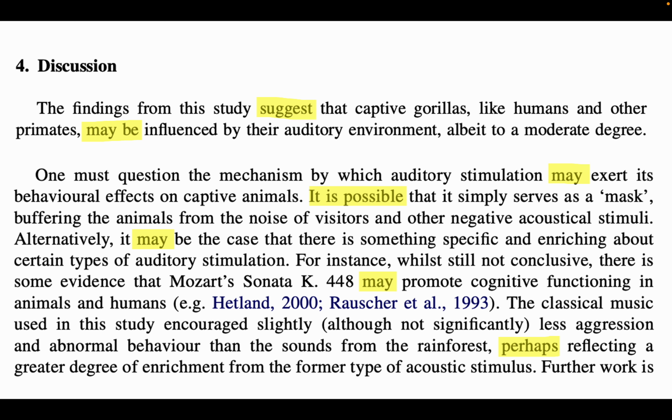Okay, so this is an example in the discussion that uses those hedging words. For example, here: the findings from this study suggest. So it means that this author interprets that the findings from this study show something, but they want to weaken the verb. And you can see how maybe means that this author doesn't want to claim that the reason behind that is because of this. So they use the word maybe, right? So you can use all these words for hedging, and it is very important to use hedging in the discussion section.